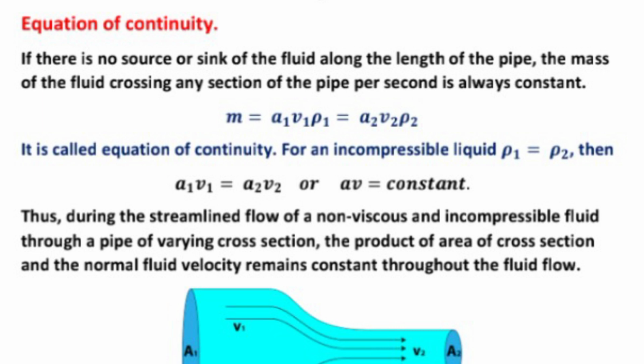Thus, during the streamlined flow of a non-viscous and incompressible fluid through a pipe of varying cross section, the product of area of cross section and the normal fluid velocity remains constant throughout the fluid flow.